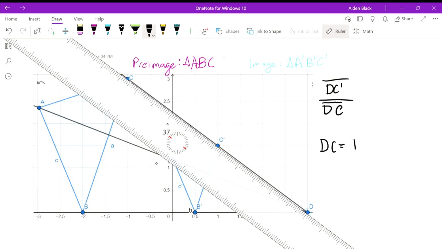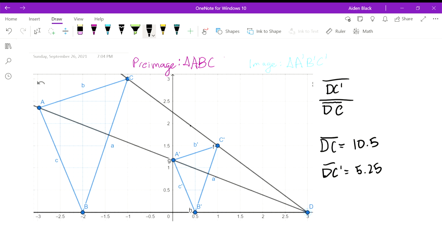Okay, so 10.5. And then our DC prime, these are segments, is 1, 2, 3, 4, 5, and then it kind of goes a quarter of the way. So 5 and a quarter, 5.25.